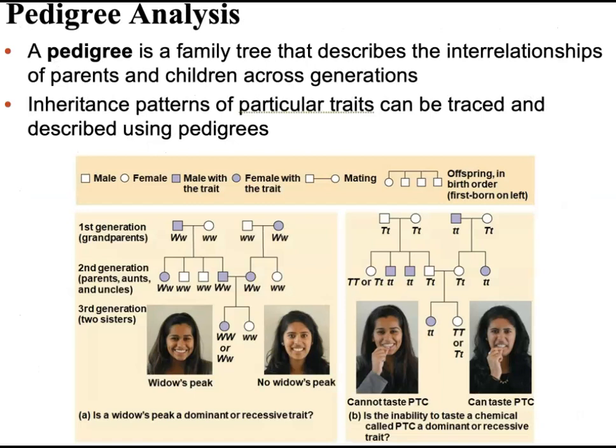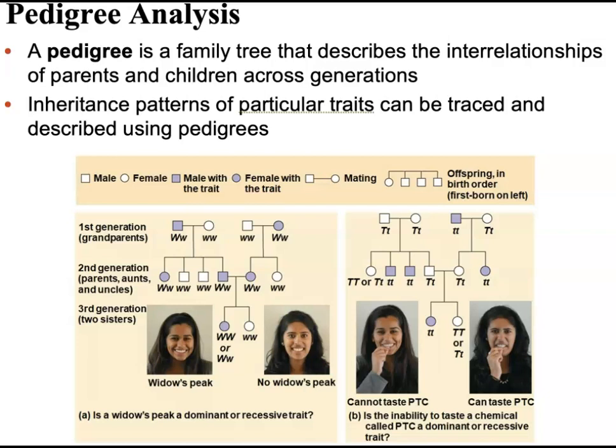The last thing we will cover in this chapter is pedigree analysis. A pedigree is a family tree that describes the interrelationships of parents and children across generations. Inheritance patterns of particular traits can be traced and described using pedigrees. Take a look at the legend across the top. We see females are depicted as circles and males as squares. Shaded in shapes indicate that that individual has the trait that we are following.